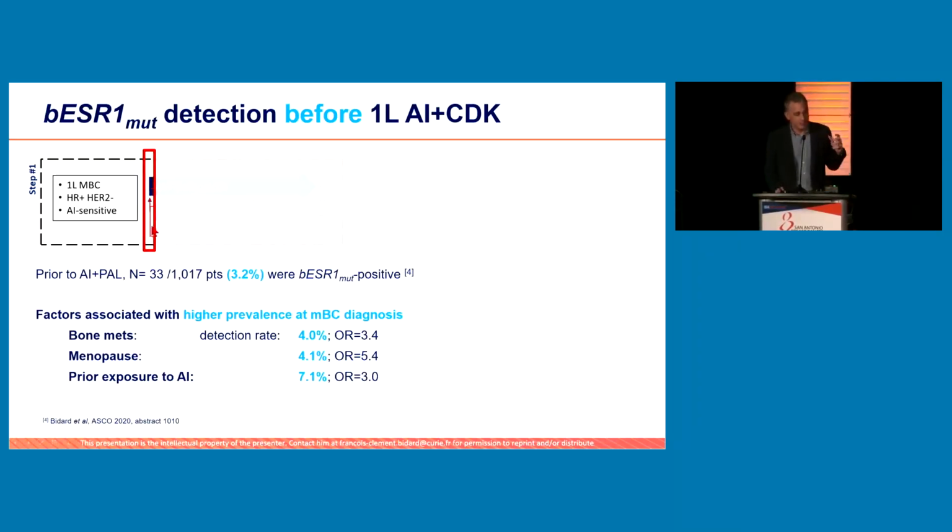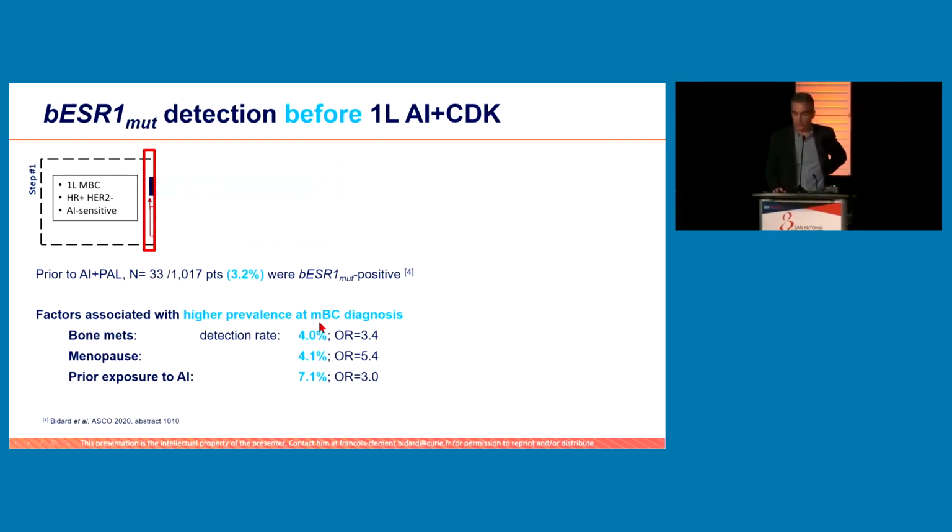So what about the result we got in PADA1? First, we'll start with baseline results. So these patients are endocrine sensitive, so their tumors are endocrine sensitive, and we knew that prior results suggested a very low detection rate in these patients, and we confirmed this very low detection rate. It was 3.2% in our patient population.